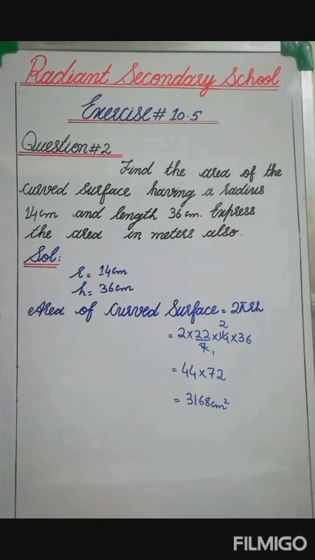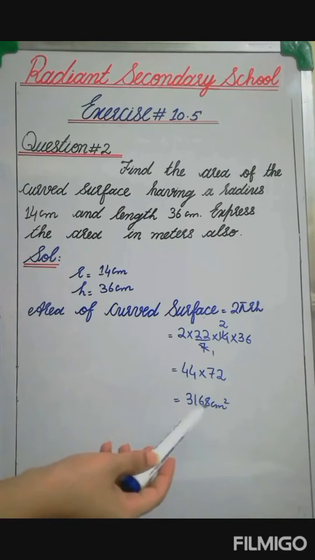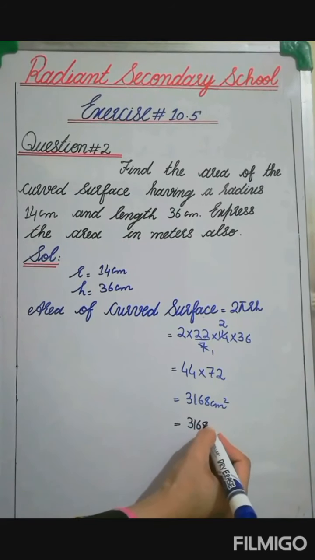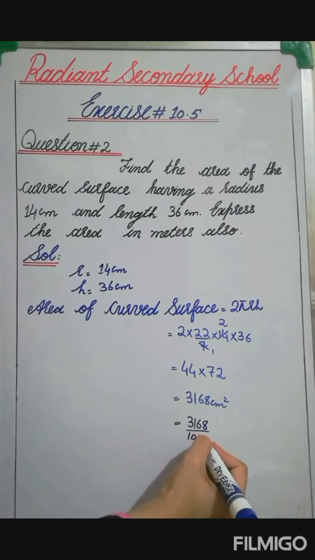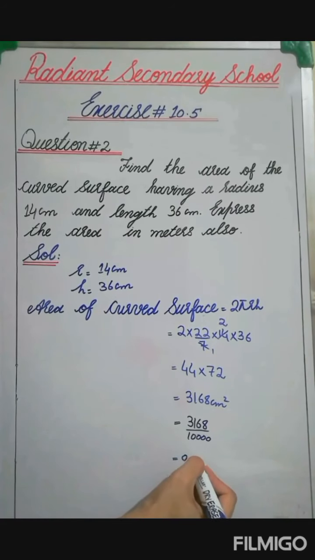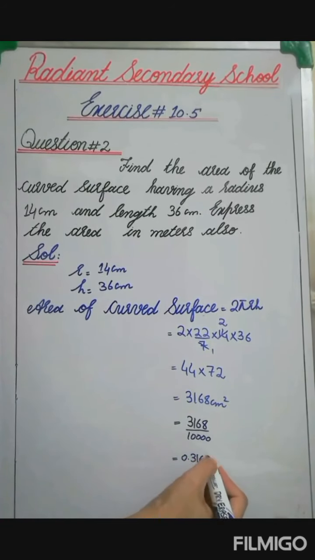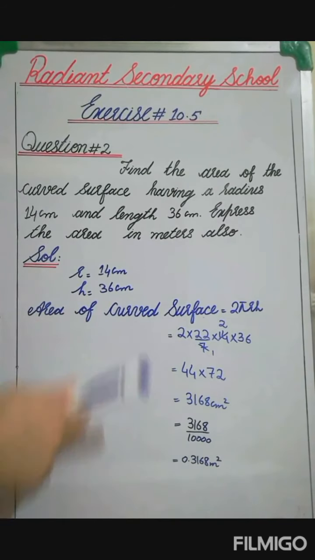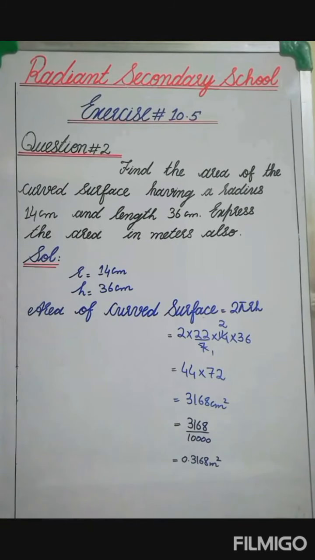Now we convert our answer in meter. Students, you know, to convert from centimeter to meter, simply divide the number of centimeters by 100. But here in this question, centimeter square is there, so that's why we divide our answer by 10,000. So 3168 divided by 10,000. Then we get the answer 0.3168 meter square. So the area of curved surface is 0.3168 meter square.